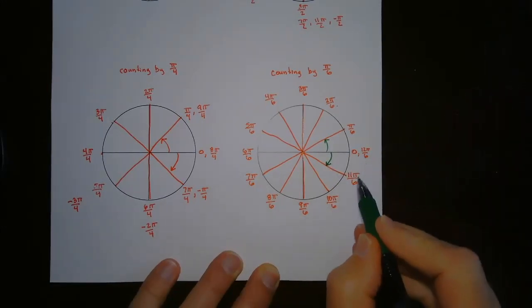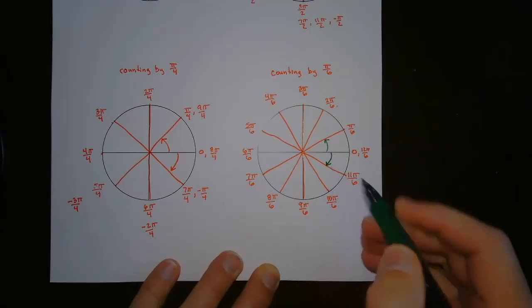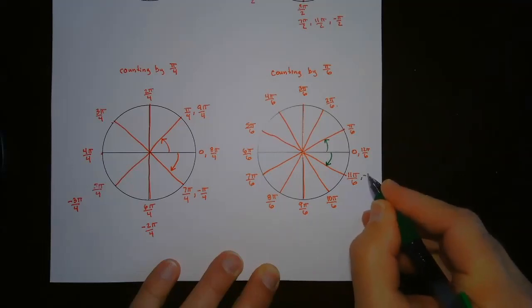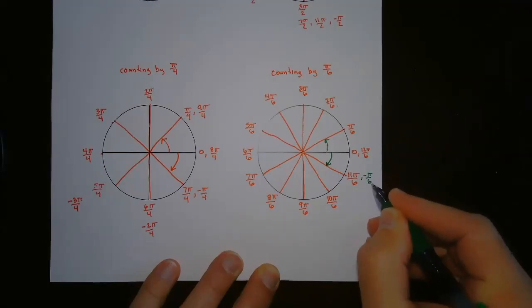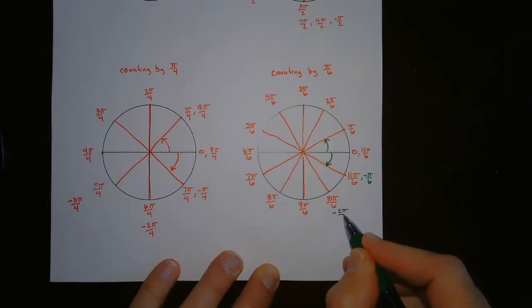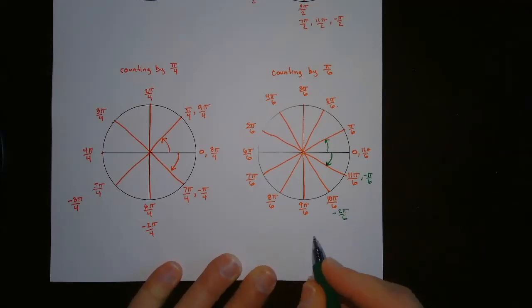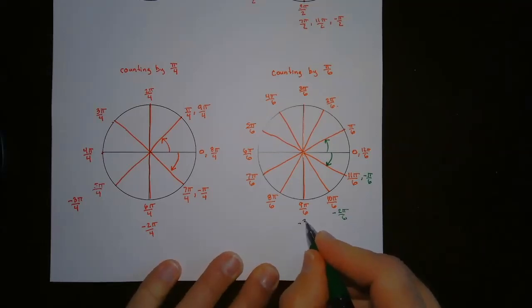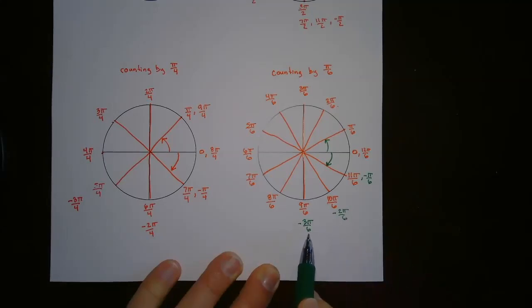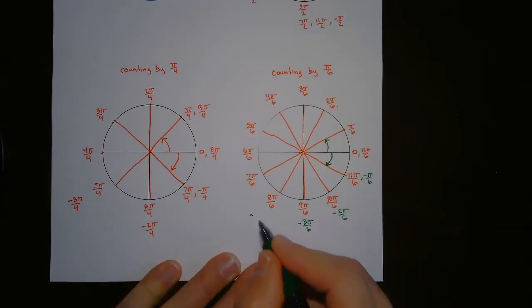Instead of this being 11 pi over 6, we're going to rotate 1 pi over 6 in the negative direction. So this angle becomes negative pi over 6. And then this one would be negative 2 pi over 6. But nobody's ever going to call this angle negative 2 pi over 6. They're going to call it negative pi over 3. And then this would be negative 3 pi over 6. But nobody's going to call this one negative 3 pi over 6. They're going to call it negative pi over 2. Then this one would be negative 4 pi over 6.